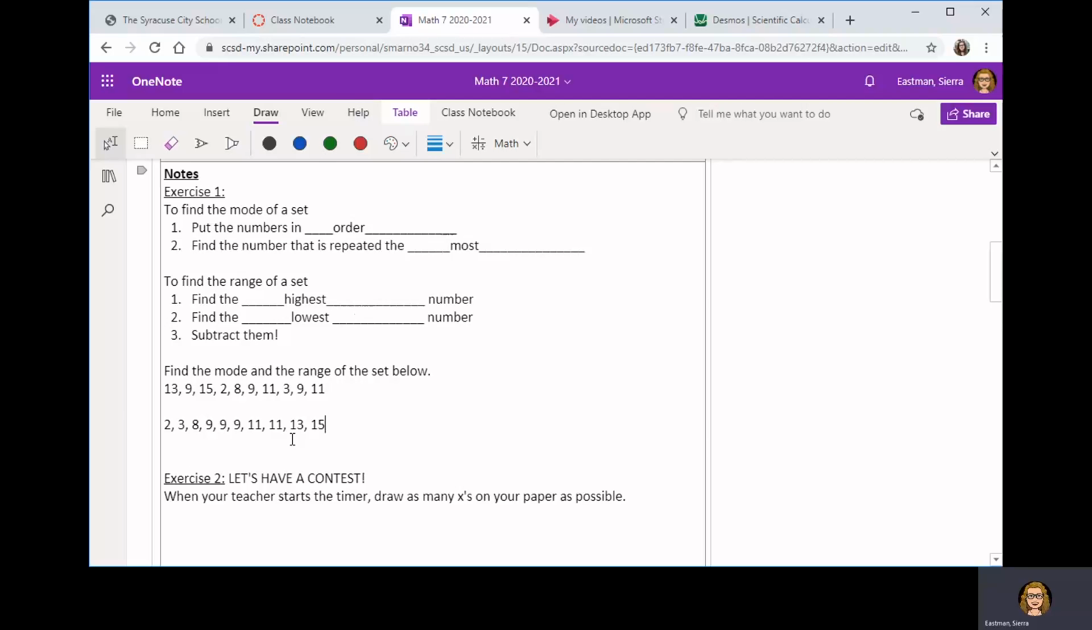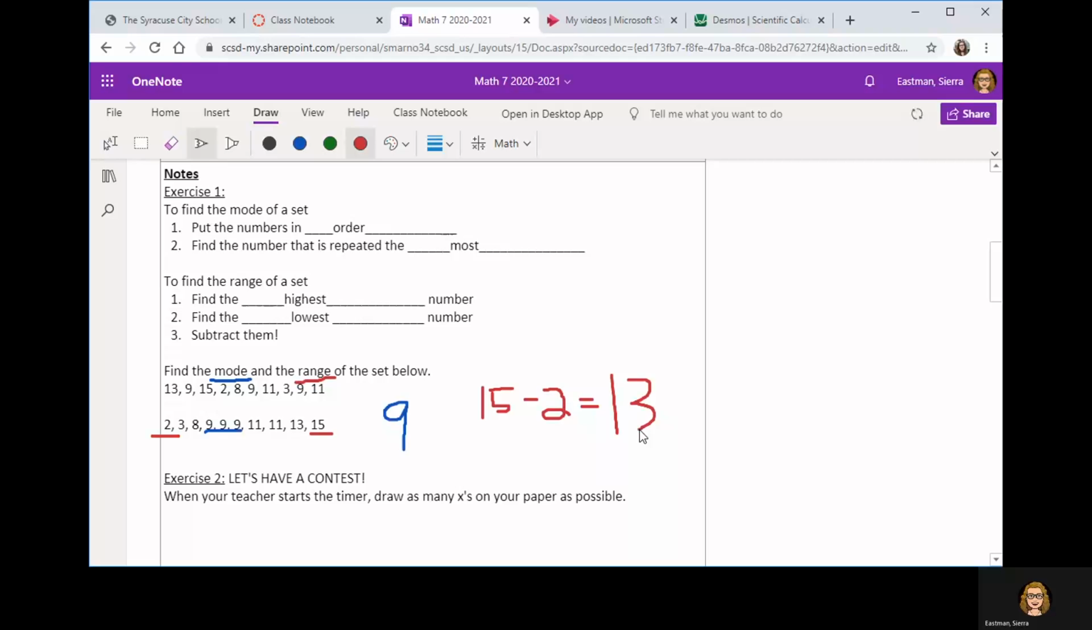But here are the numbers in order, and automatically we see that our mode is going to be 9. There are 3 9s. That's the number we see the most. Has to be our mode. And then when we're finding our range, we find the highest minus the lowest. And so this range will be 15 minus 2, which gives me 13.